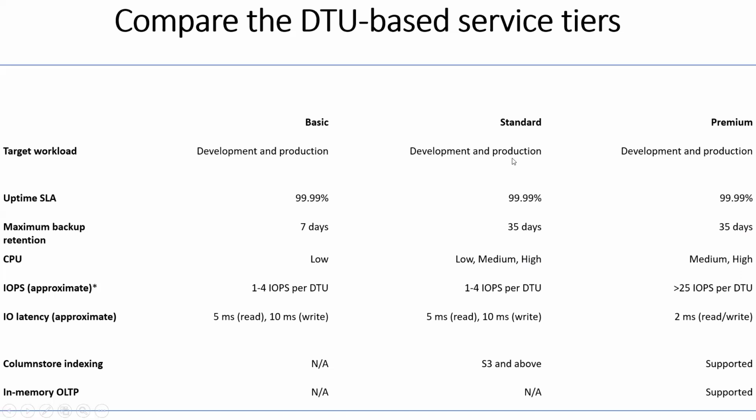So in standard again, we have S0 to S12, I guess. We have the option to select based on our requirement. So that's what they are telling. Starting from S3, it is supported. Even S0, S1, S2 won't support columnstore. In-memory OLTP is not supported in both basic and standard. Only premium will support it. So these are the differences between basic, standard, and premium.